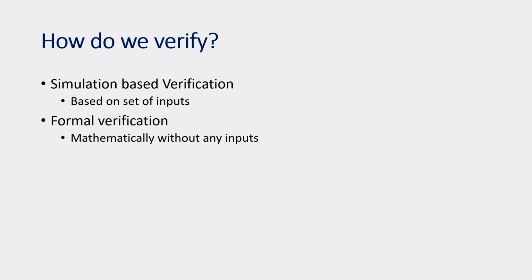Now, the question is how do you verify? The obvious way is simulation. It means you give input, check the output, and check whether the output is correct. You already have the golden output. The other technique is formal verification, where we mathematically prove that your implementation is correct without any input.